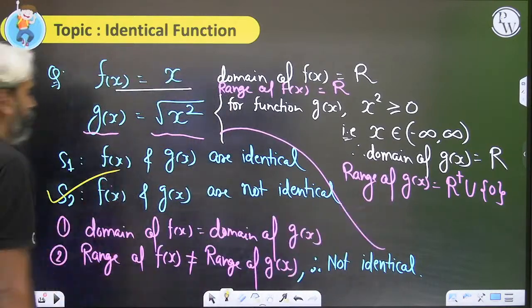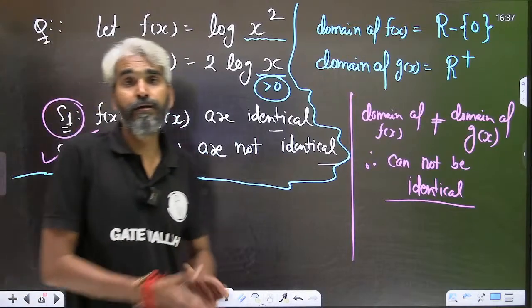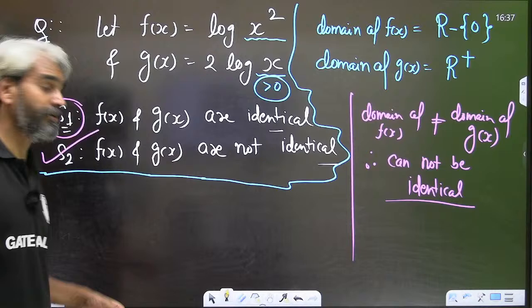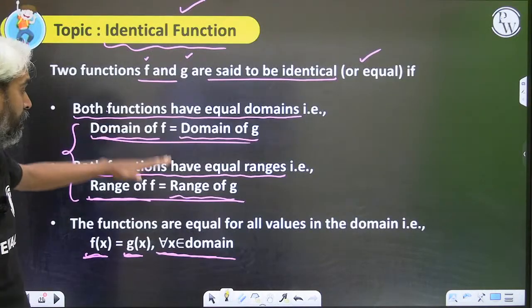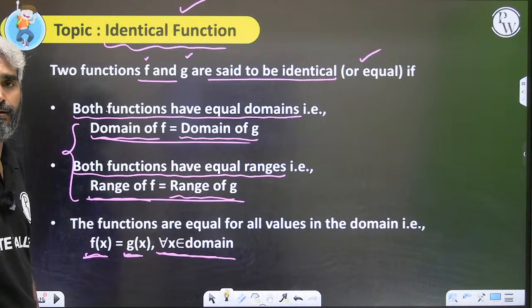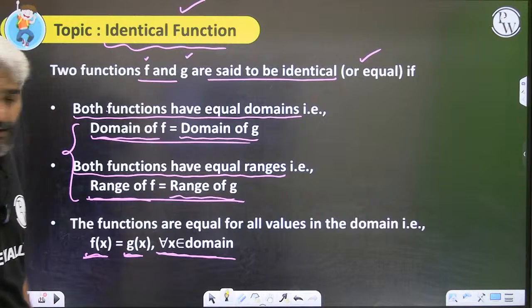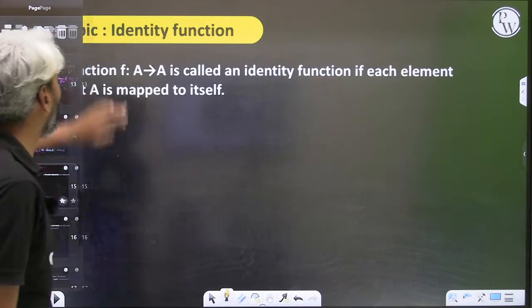You need to be attentive when you are providing the answers for such type of questions, whether functions are identical or not. So you need to look at all those three aspects. What are they? The domain must be equal, the range must be equal. If both of them are satisfied, then you need to check for different values of functions f(x) and g(x). Anyway, so this is it. Let's move to the next definition, that is the identity function.